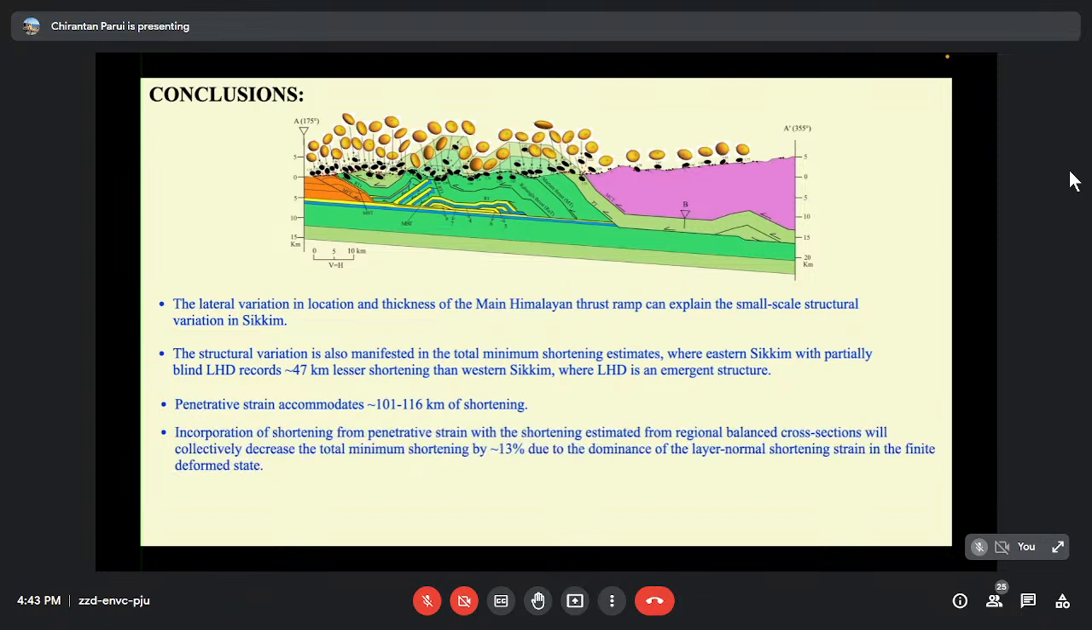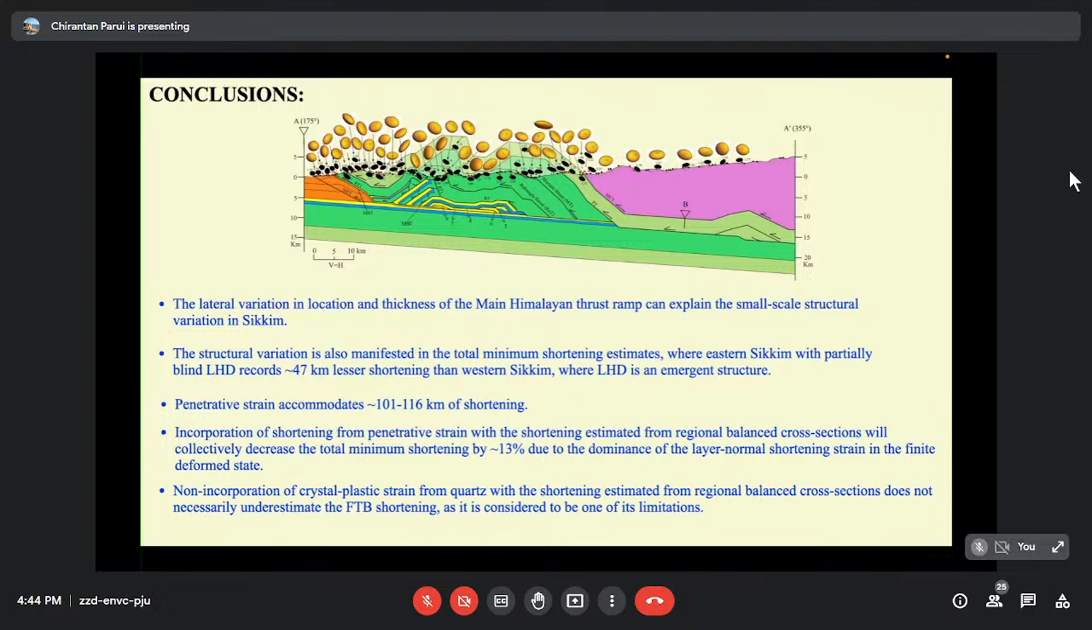However, incorporation of that shortening into the large-scale shortening is not a straightforward task, as the orientations of the strain ellipses need to be considered. Due to the dominance of layer normal shortening strain in the finite deformed state, the incorporation of the grain scale shortening into the large scale shortening will decrease the total minimum shortening by 13%.